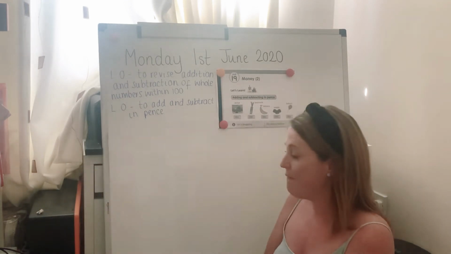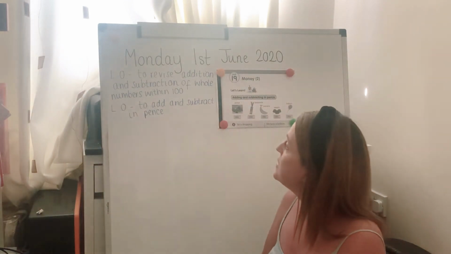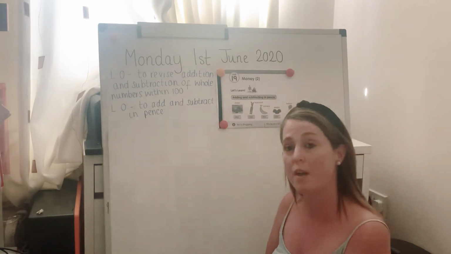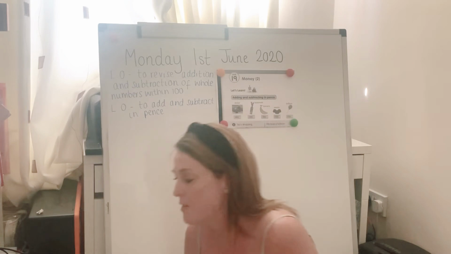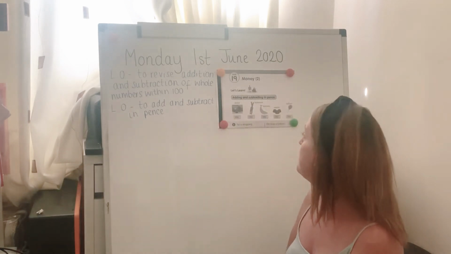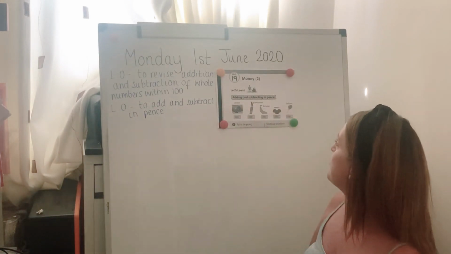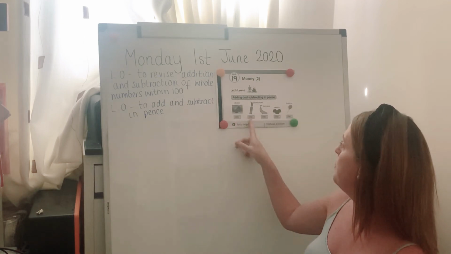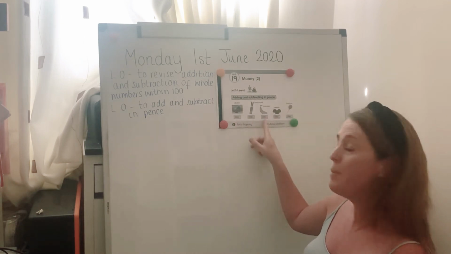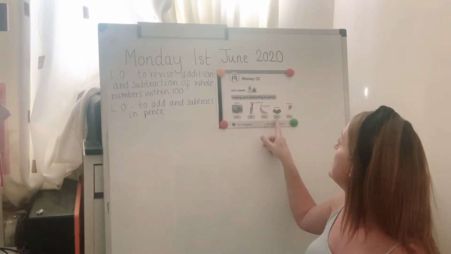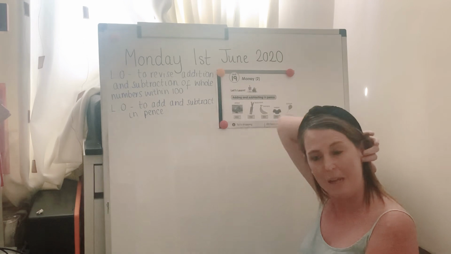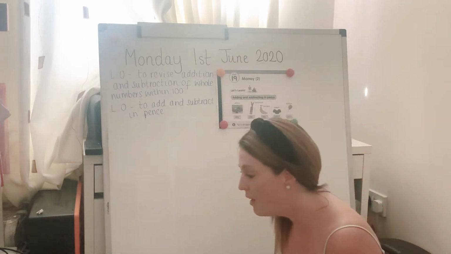What we're going to look at first of all, our learning objective, is to revise addition and subtraction of whole numbers within 100. We did a lot on this, but I thought I'd just go over it for a little bit. So let's have a look at some of the things we've got here in our little price list. We've got a sticker for 60p, a bookmark for 30p, a banana for 50p, sweets for 35p and a balloon for 65p.